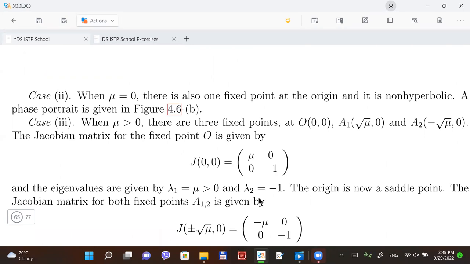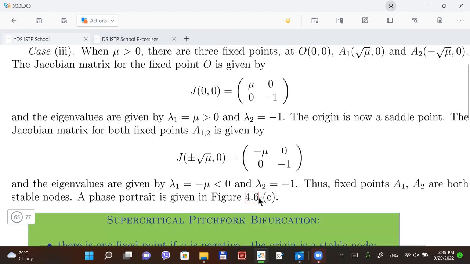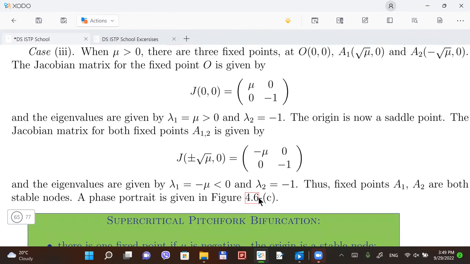While increasing the parameter further, it becomes positive, and now two more fixed points appear, again symmetric according to the origin. And by the linearization, for the origin now, one eigenvalue is positive, one negative, so it is a saddle. And for the other two fixed points, the eigenvalues are both negative. So we now have two stable nodes.